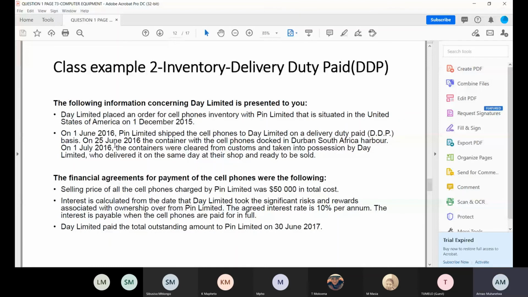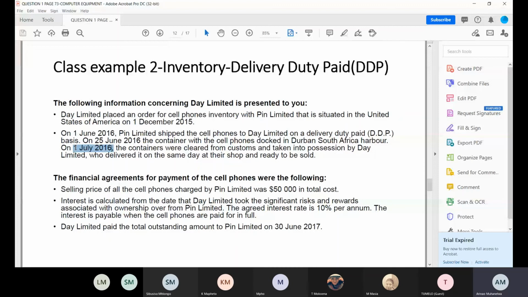All right. Additional information, the financial agreement for payment of the cell phones was the following. Selling price of all cell phones charged by P Limited was 50,000 in total cost. So now we know it was 50,000, the total cost. Interest is calculated from the date that D Limited took the significant risks and rewards associated with ownership from P Limited. And because they're using DDP, it's from 1st July 2016.